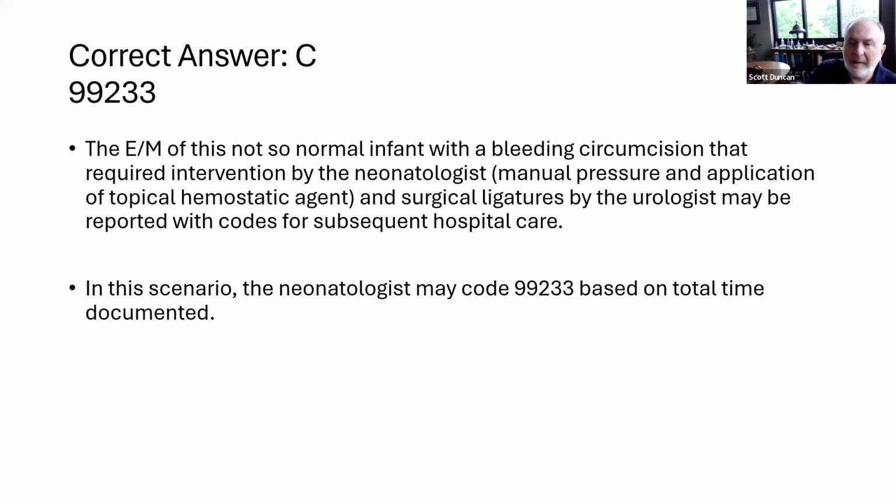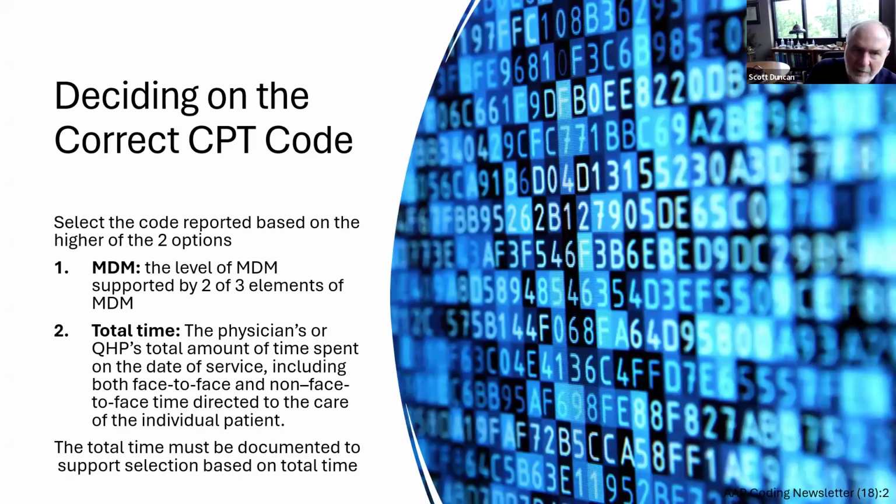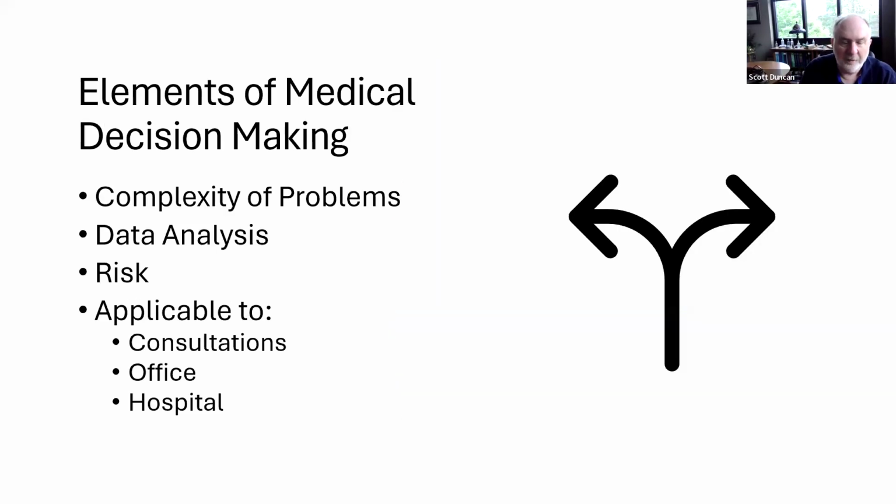This is a not so normal baby with a bleeding circ that required intervention, surgical ligatures placed by a urologist, and the urologist is probably going to charge for that as well. So remember, in these babies, it's either time or medical decision making. Now, let's look real quick at the concept of medical decision making. Medical decision making is based on 2 of the 3 elements of medical decision making. I've already talked a little bit about time. So the total time spent on the date of service includes face-to-face and non-face-to-face time directed to the care of the individual patient. It has to be documented in your progress note.